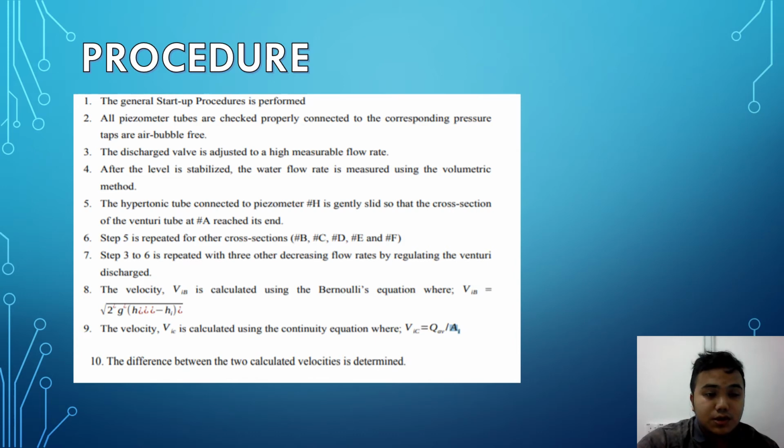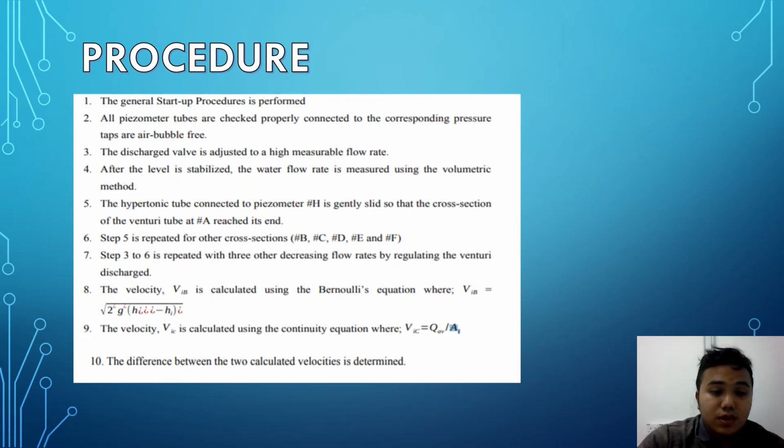Next, the hypodermic tube connected to the piezometer is gently slid so that the cross section of the venturi tube at A reaches its end. Step 5 is repeated for the cross sections B, C, D, E, and F. And steps 3 to 6 are repeated with 3 other decreasing flow rates by regulating the venturi discharge.